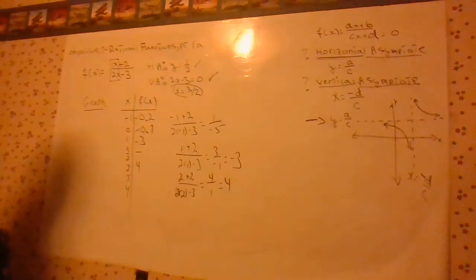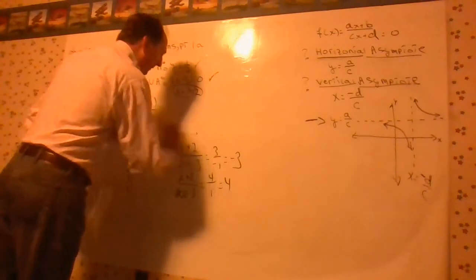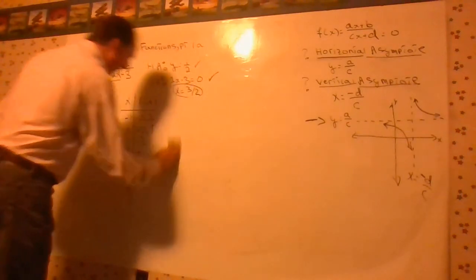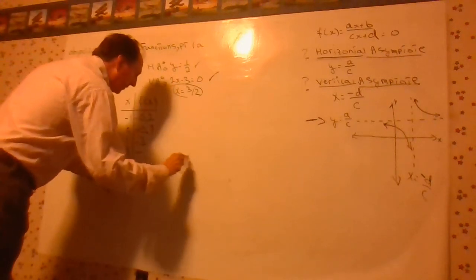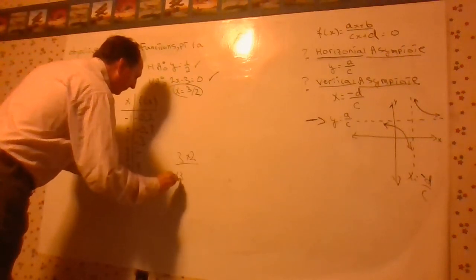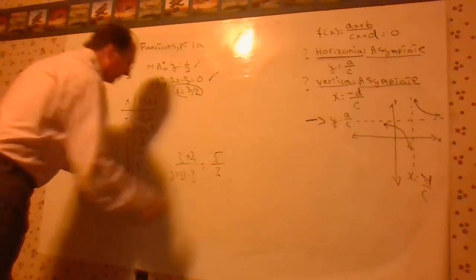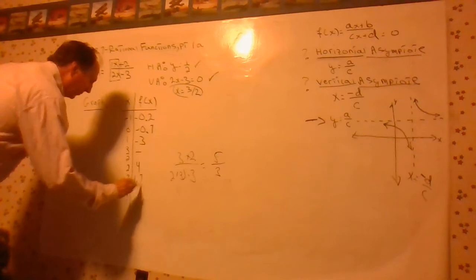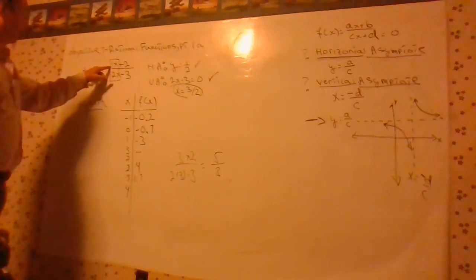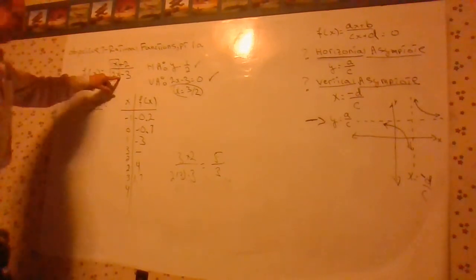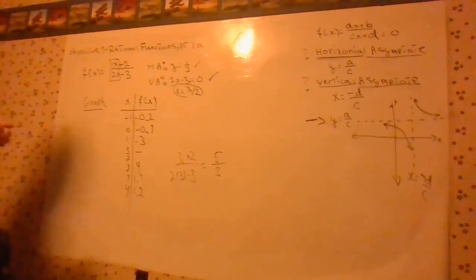This is just computation. You can even use a table function on a calculator for that matter. Plug in 3: 3 plus 2 over 2 times 3 minus 3. 5 over 6 minus 3 is 3. We'll call that 1.7, 1.66 repeating. And substitute 4, you get 6 over 5. 6 over 5 is 1.2. I'll do that one in my head.